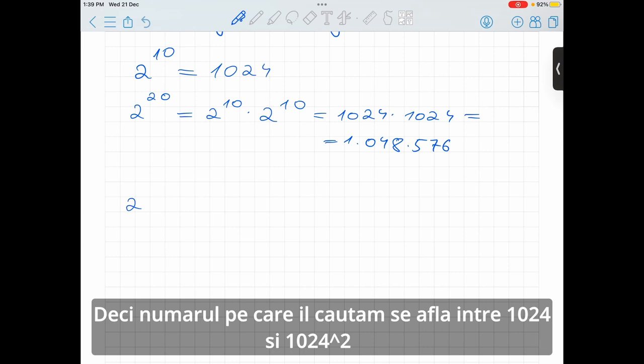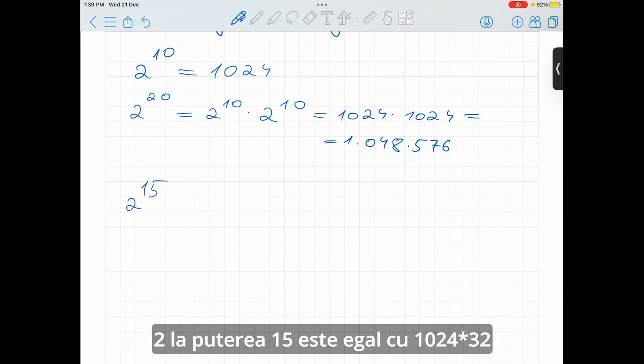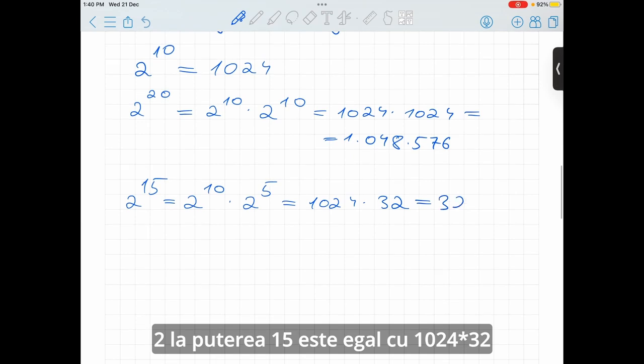For example, 2 at the power of 15 equals 2 at the power of 10 multiplied with 2 at the power of 5. It means 1024 multiplied by 32, which equals 32,768.